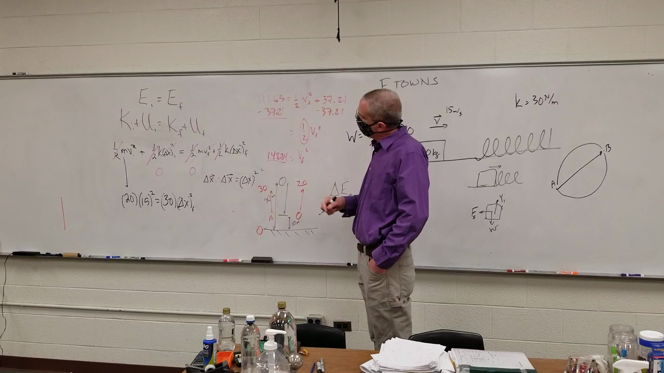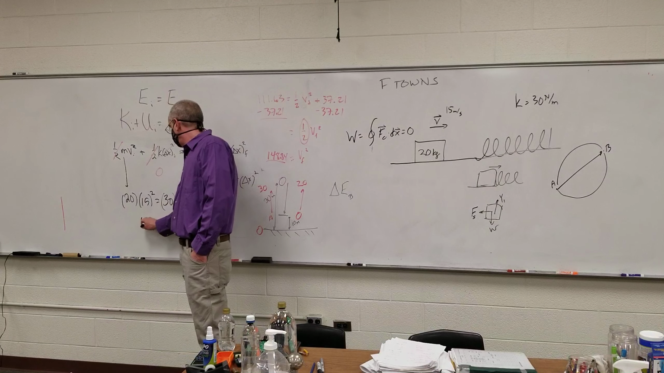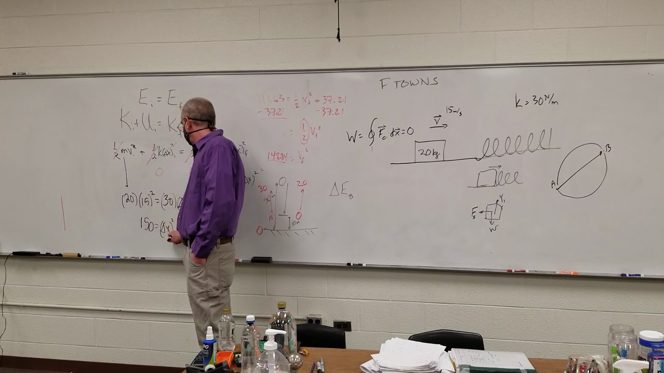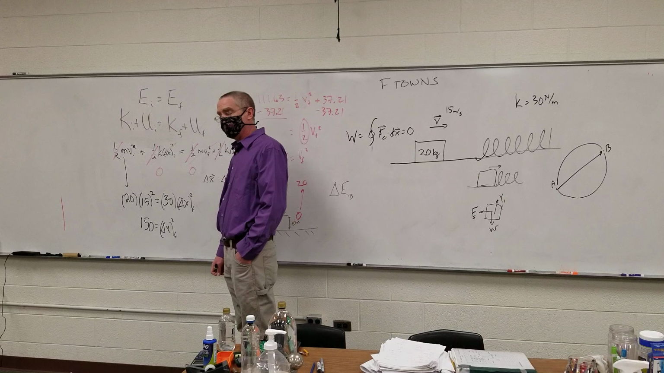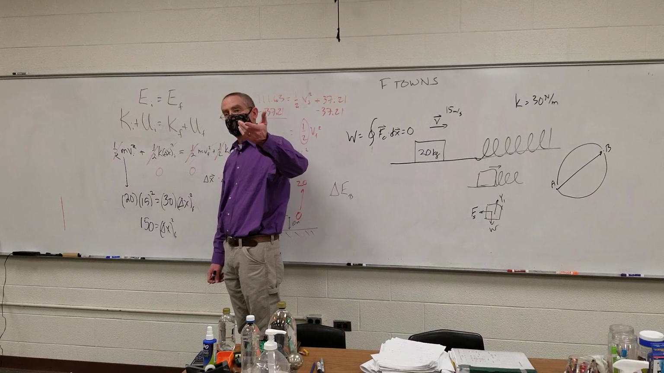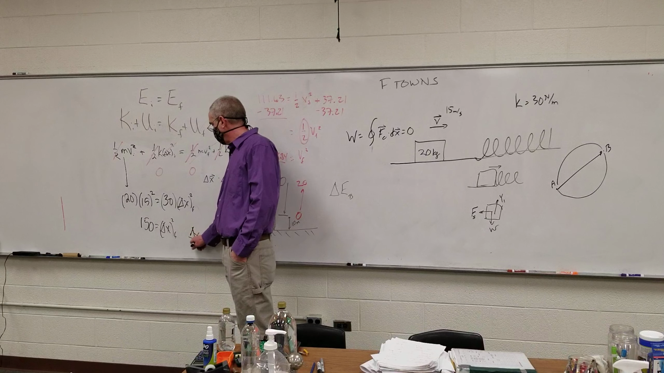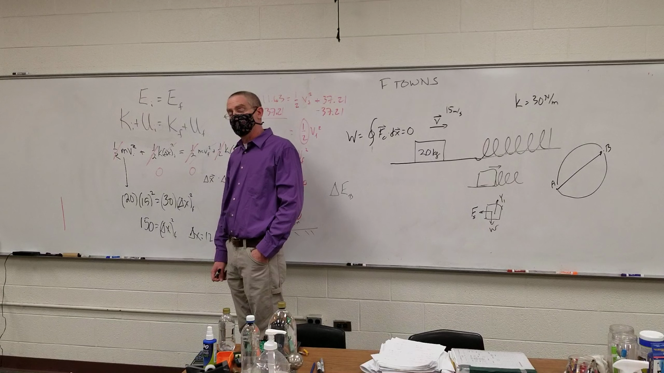So if I divide by 30, so what's this? 150 is equal to delta x squared. Would you just square root that? Then you square root it, then you get 12 point something. But is that saying the displacement is that? That is how much it compressed. Yes, displacement is going to mean compressed in this problem.